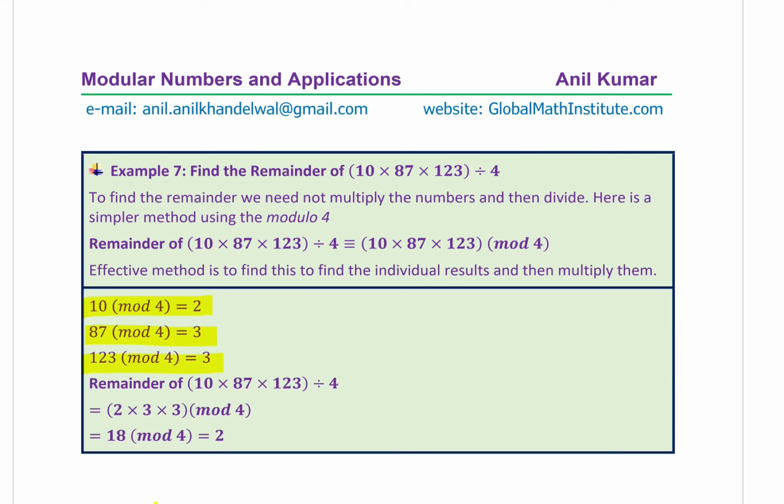4 times 2 is 8, remainder is 2, with 87 divided by 4 leaving remainder 3, and 183 divided by 4 leaves the remainder 3. So what we can do is write the product of remainders as our solution mod 4. Now that is to say 18 mod 4, 4 goes 4 times to 16, remainder is 2, and therefore this is equal to 2, correct?